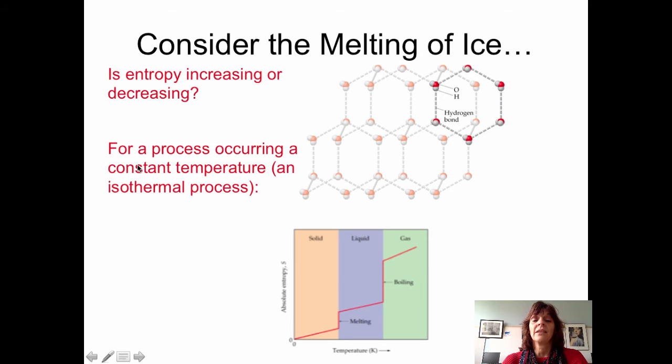So for a process occurring at a constant temperature, when you're talking about something at a phase change, you can measure that change. So delta S is the amount of energy it takes in terms of enthalpy, the heat, divided by that temperature. So you could measure entropy change at a phase change.